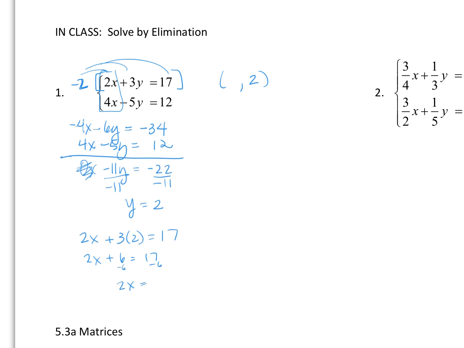So 2x equals 11? Is that right? Yes, it is. Okay, so then x is 11 halves. I just didn't remember a fraction, but it is. So my x value is 11 halves, and my y value is a 2, and that's my solution.